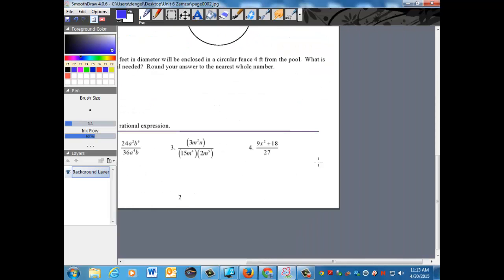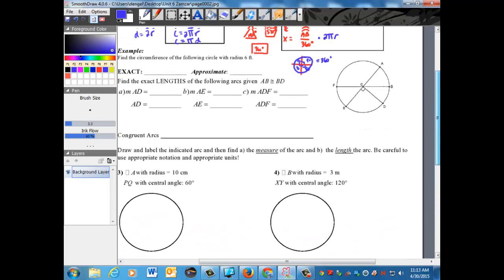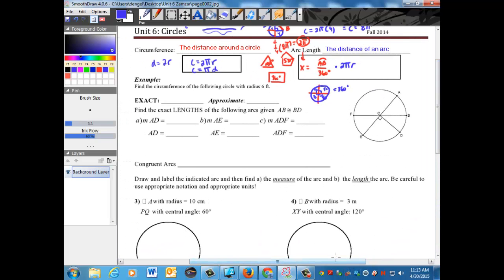All right, next, sorry about that. In this problem, we're told that the circle has a radius of 6. So this would be 6, 6, 6, and 6, and 6. We have 5 radii in the circle. They're all 6. All right, exact answers. When we give an exact answer, it'll be left in terms of pi. So we would say C is equal to 2 pi times 6, which means C is equal to 12 pi. And that's our exact answer.